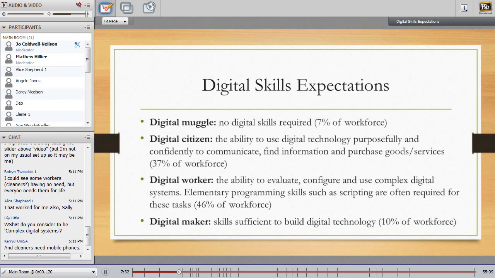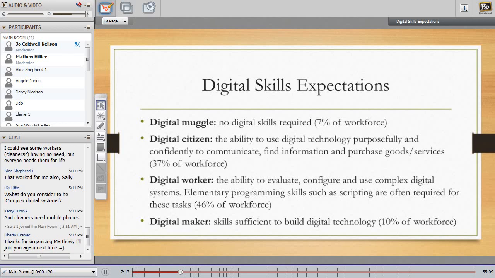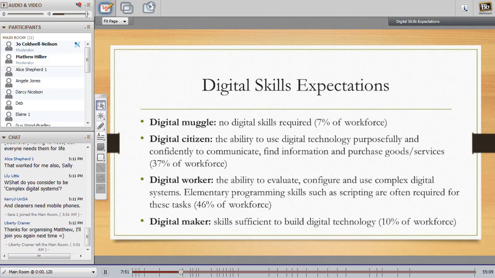Complex digital systems, any system that's really in the workplace that's not a productivity tool. So it goes beyond using Microsoft Office and so on, but rather more industry-related systems such as finance, human resources, specific customer relations management type systems and so on.